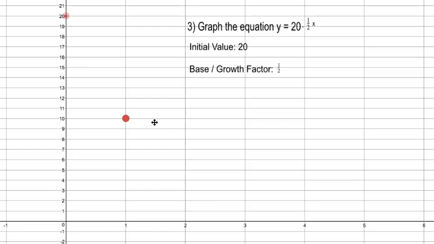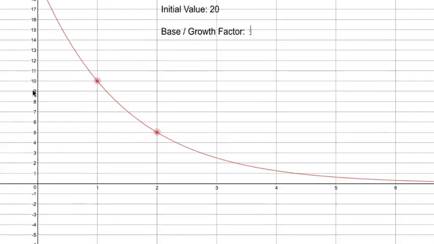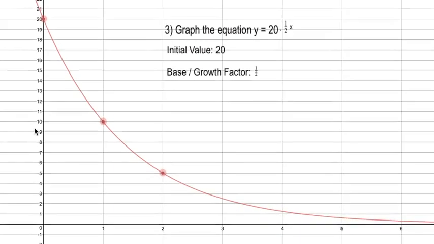To find the y value when x is 2, I would take that 10 and again multiply by 1/2, which will give me 5. And now that I have those points, I can draw my typical exponential function curve through those, and I see this nice, neat exponential function that looks and behaves exactly like we would expect.